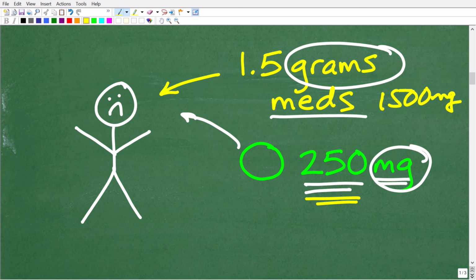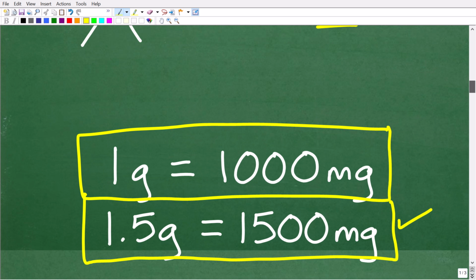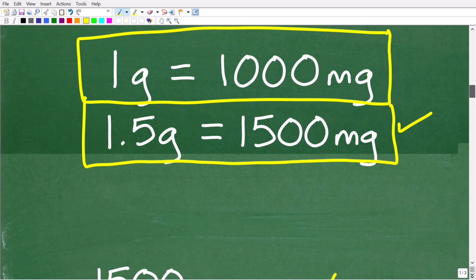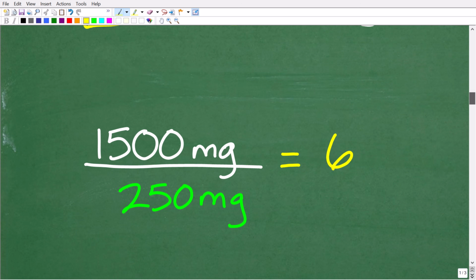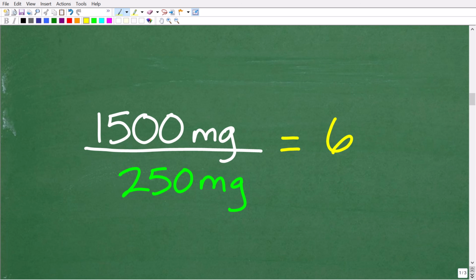So, you can obviously do the math pretty easy here because the units of measure are the same. So what we need to do is convert 1.5 grams into milligrams. Of course, that is 1,500. But assuming you understood that conversion, well, then we have the same units of measure.